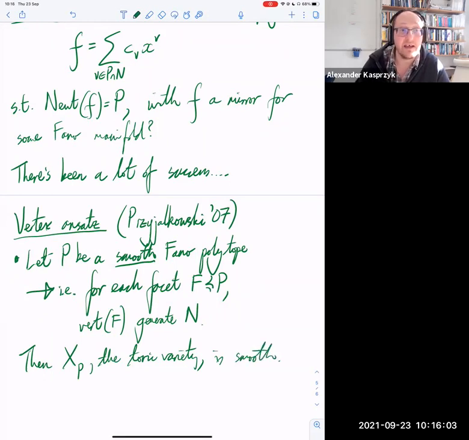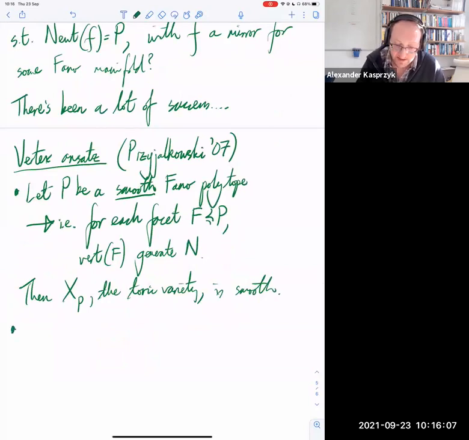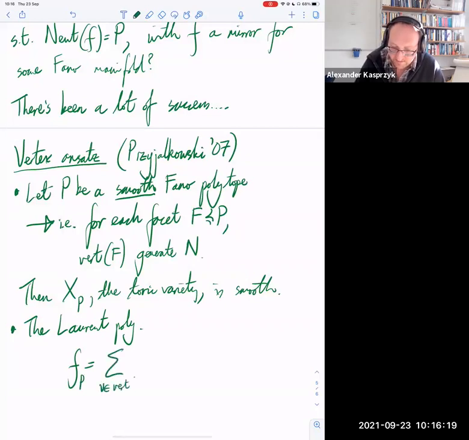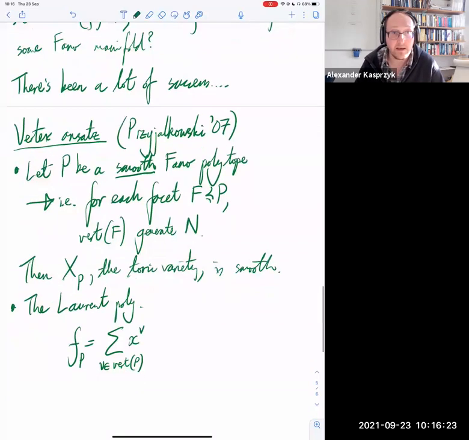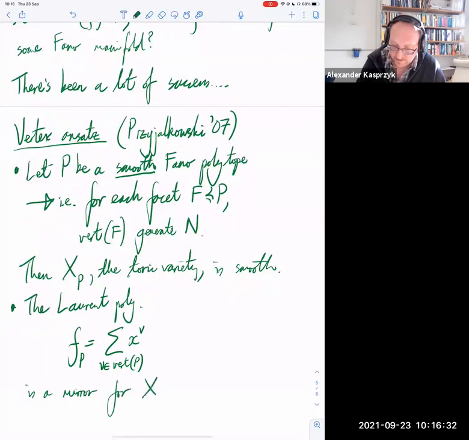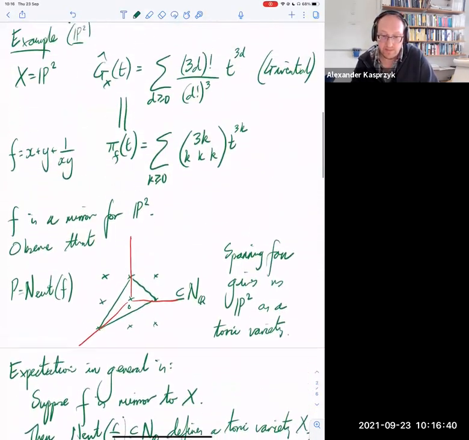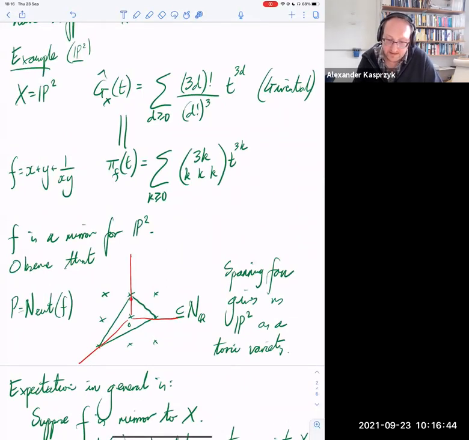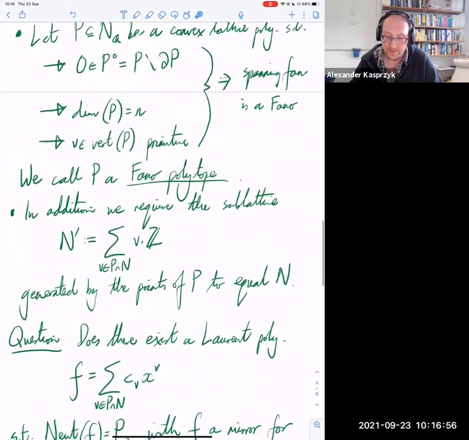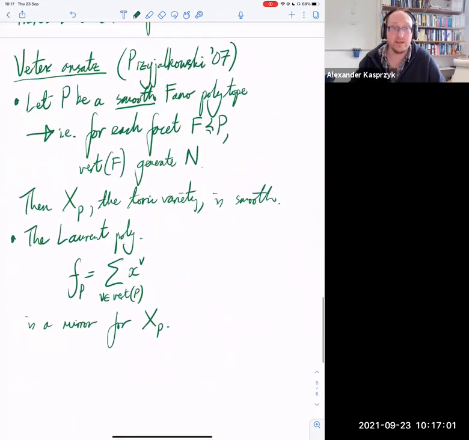Okay, and we have an easy way to make a mirror for it. So the Laurent polynomial just given by assigning one to every single vertex of P is a mirror for X_P. So this is exactly what we did in our example earlier when we had P2. This is a smooth Fano polygon, and we just assign coefficient one to each of the vertices. This gives us this Laurent polynomial, and in fact, this is a mirror to P2. Okay. So this is a perfectly good ansatz.